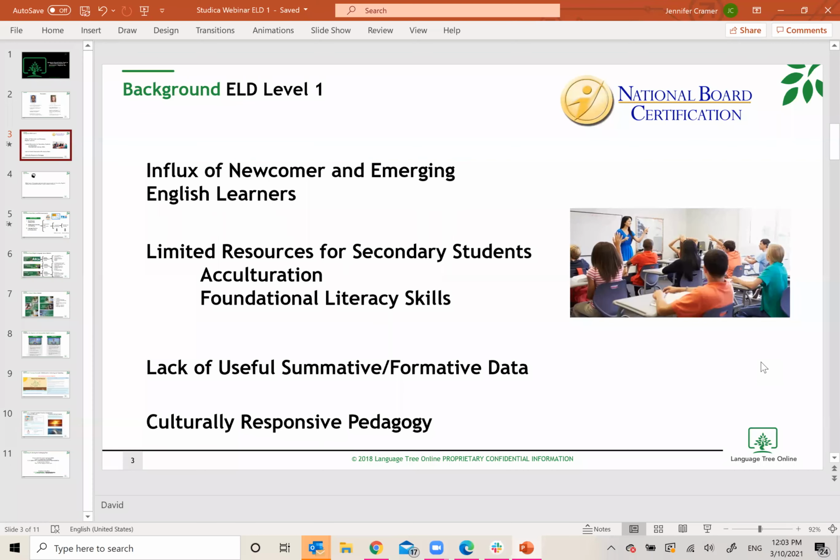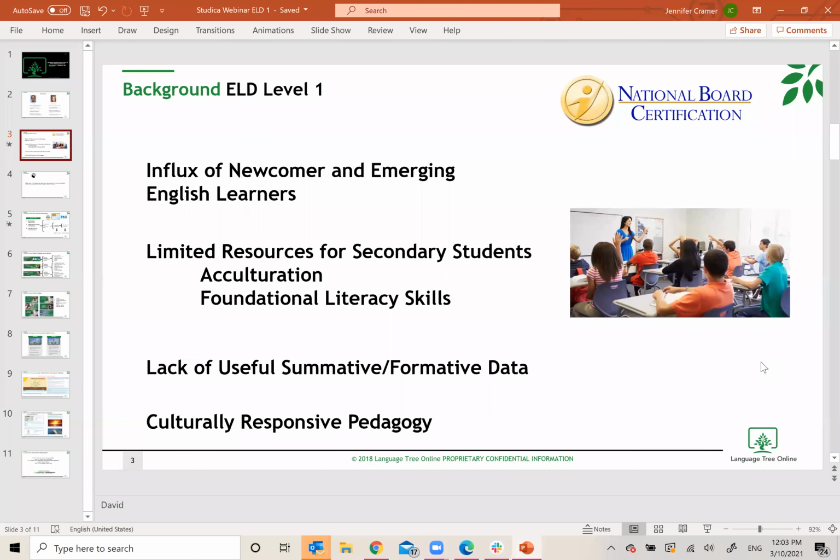All right. Good afternoon, everybody. We wanted to give you a little bit of insight or background as it connects to our ELD Level 1. A lot of the research that we began with was just really looking at the influx of newcomers and our emerging or beginning level students that were entering the secondary schools across the United States. A lot of students coming from war-torn countries, just really across the world that we were getting in our schools.